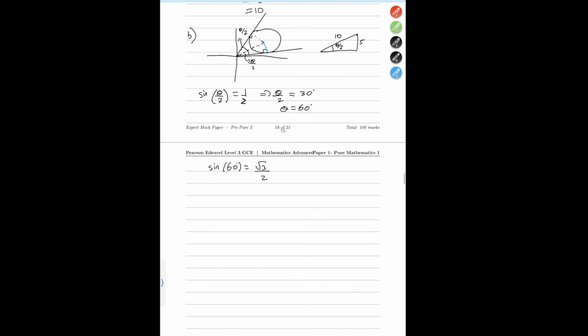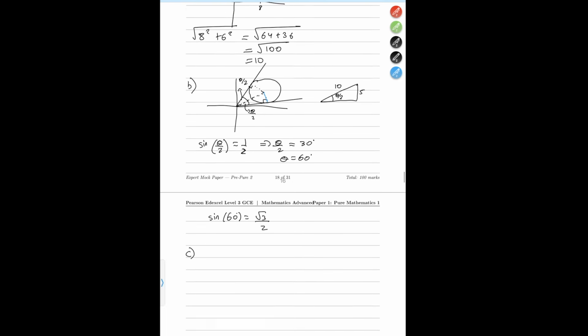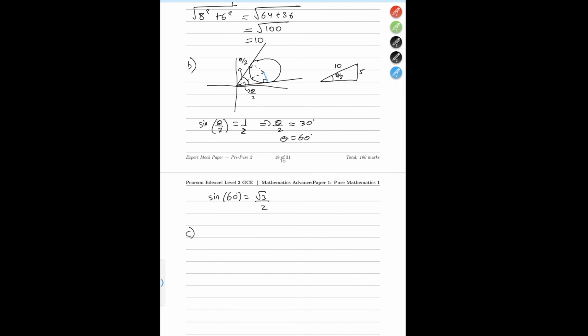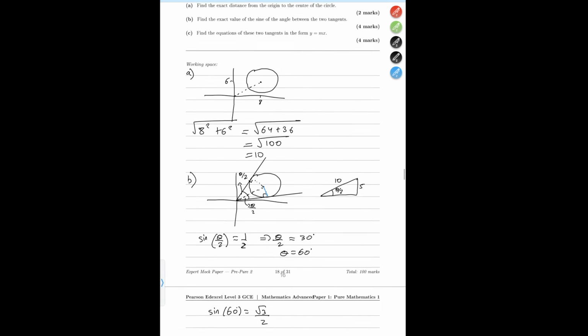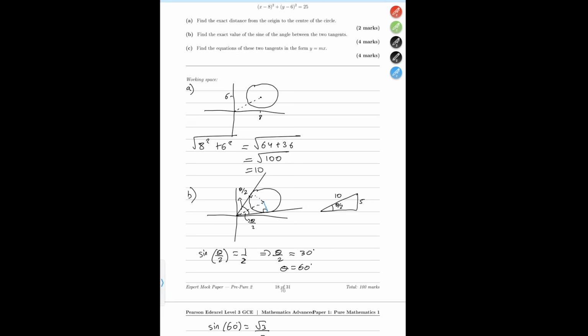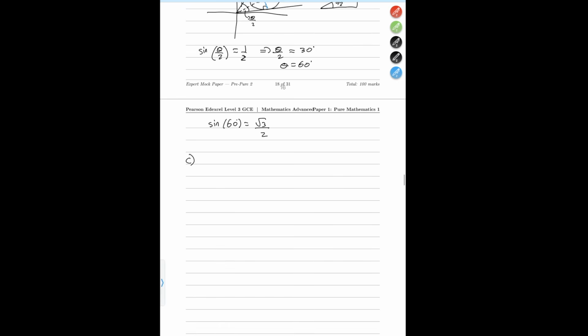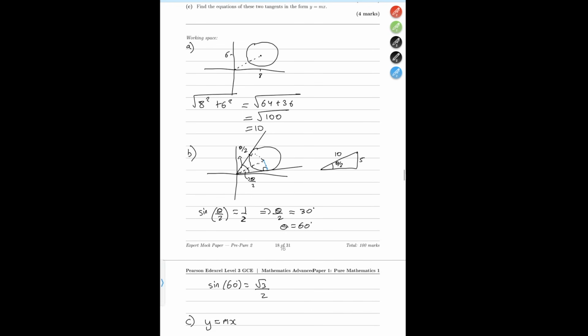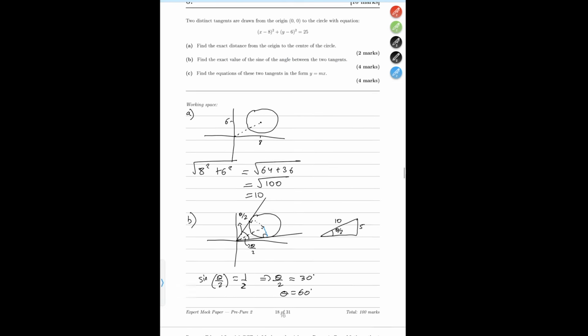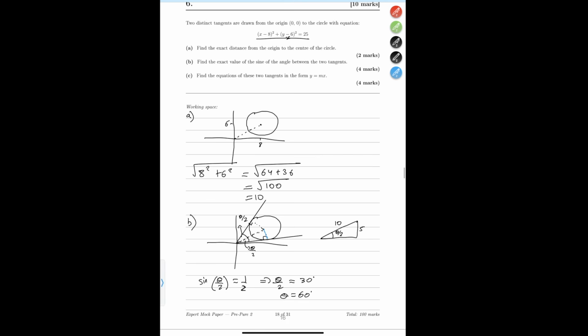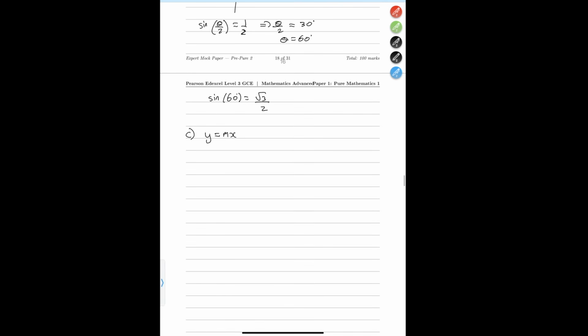And now for part C. So again, I don't really need to copy it down, but I'm just going to explain my process here. So if we think about it, we are trying to find the equation of the tangents in the form of y equals mx. Okay, so we know we've got two possible tangents here, right? And what I'm going to do is expand my equation of the circle first. Okay, so I'm going to open up the brackets.